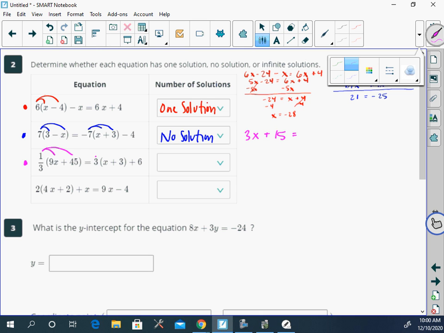And then on this side, I'm going to distribute the 3 through, so I get 3x plus 9 plus 6. And now I see the 3x's match on both sides. So I'm going to go ahead and just subtract the 3x's right now. And I'm going to see what I get. So on the left side, I got 15. And on the right side, 9 plus 6, that's 15. This is always true, so there's infinite solutions.